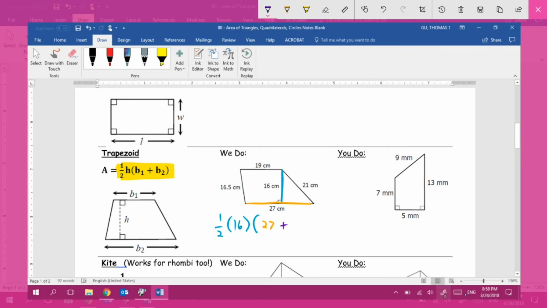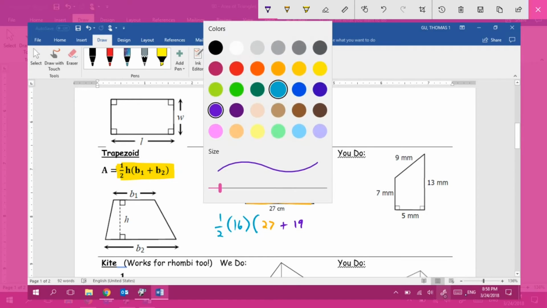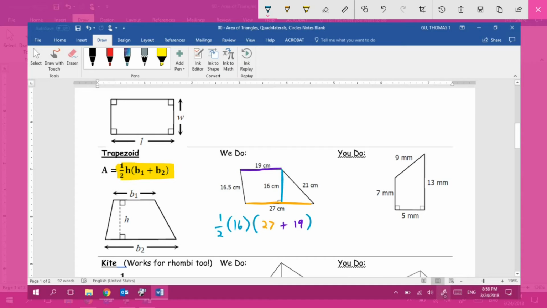Up here, 19, because trapezoids always have 2 bases. So now we plug all this into the calculator. 27 plus 19, let me simplify it. 1/2 times 16 times 27 plus 19, that's going to be 46. So put this into the calculator and you get 368. And what are my units here? Look, centimeters. It's going to be centimeters squared.